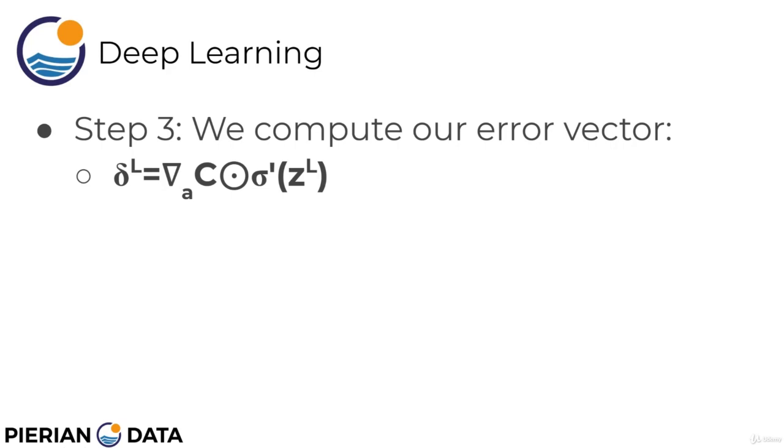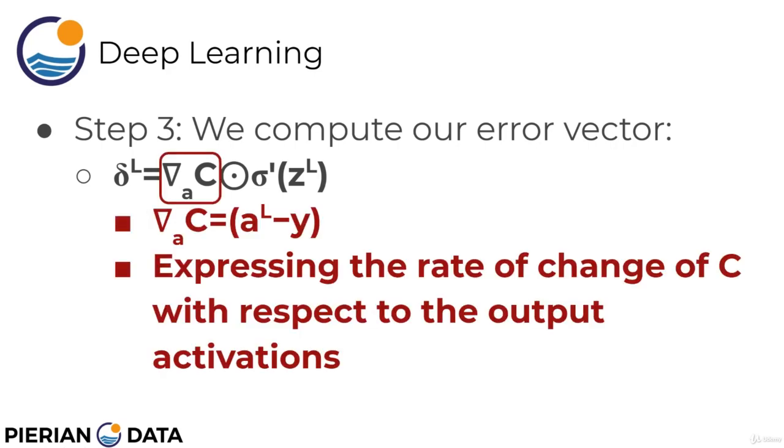But essentially what we want to do is, if you take a look and focus on just that very first term, all this is doing is essentially expressing the rate of change of that cost function with respect to the output activations. And in the case of the quadratic cost function, that's essentially the same thing as saying the activation of the last output layer minus y, which was the true value.